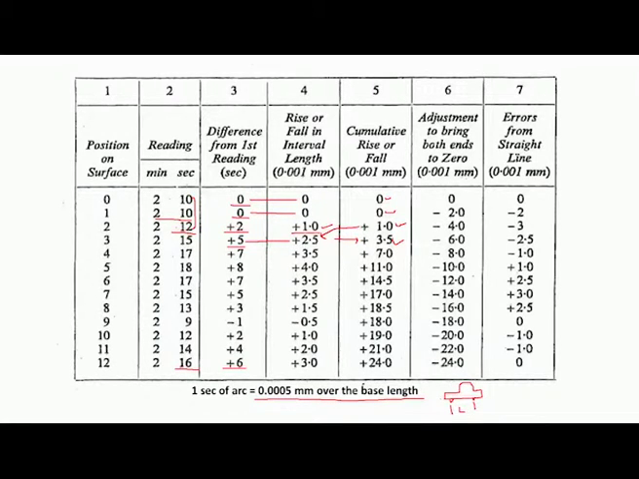Now, you can see in the last position the reading is plus 24 micrometers. So we should bring this to 0. The cumulative value is like this, and at the last point it is 24 micrometer. In order to bring this down to 0, we have to add minus 24 to this, as an adjustment to bring both ends to 0. So this end should be brought back to 0. We add minus 24, then we get 0.